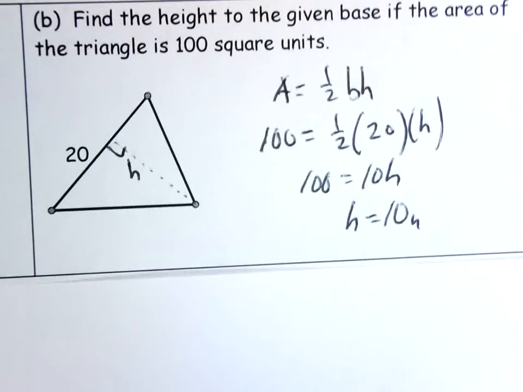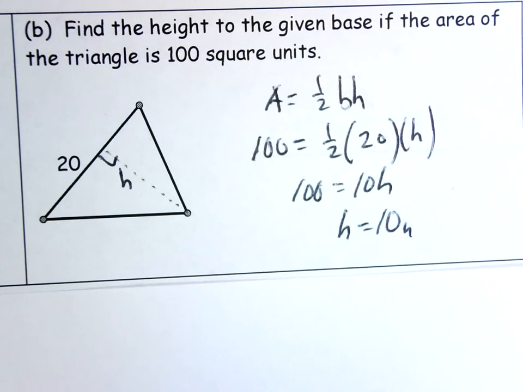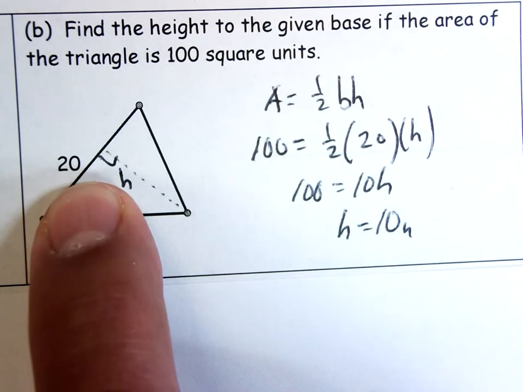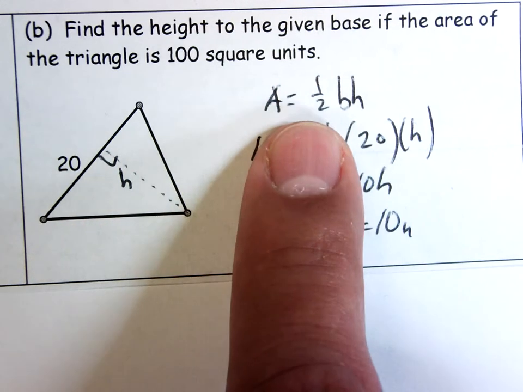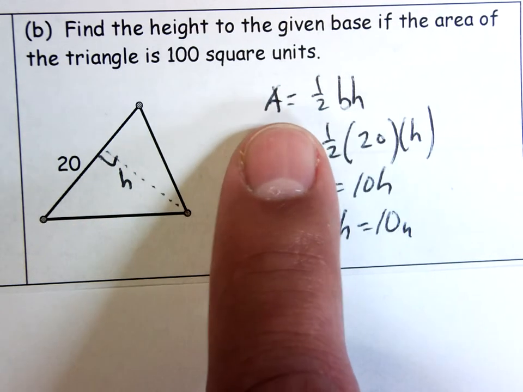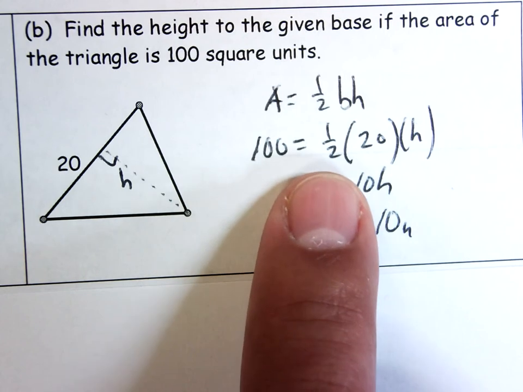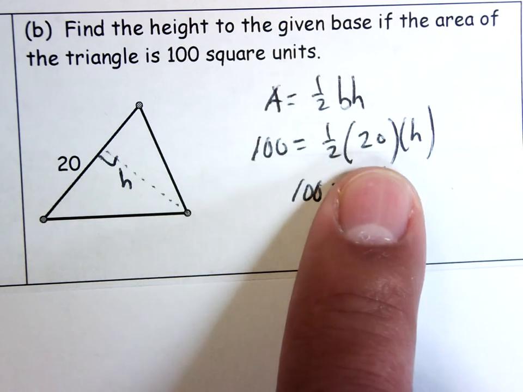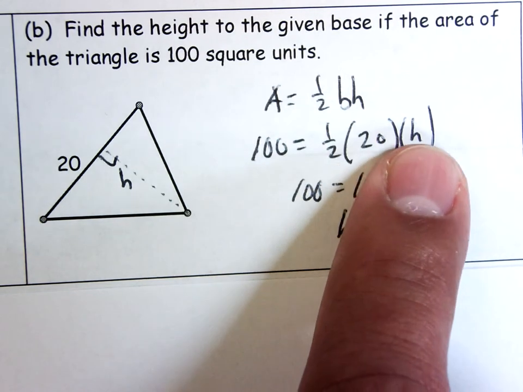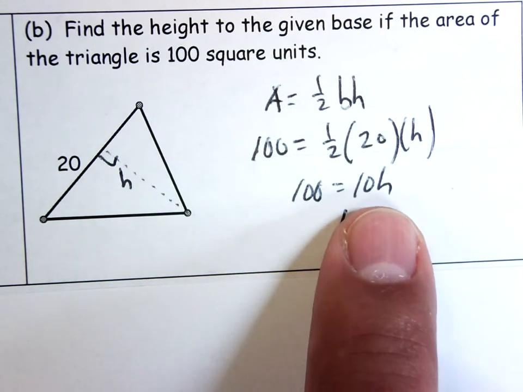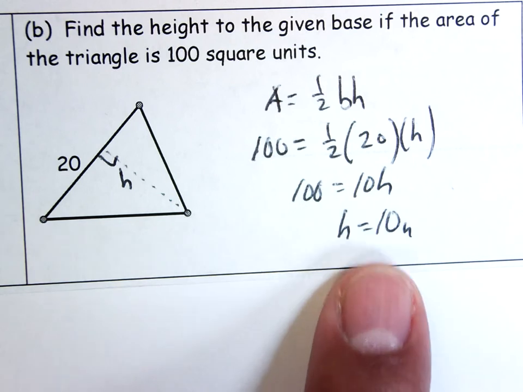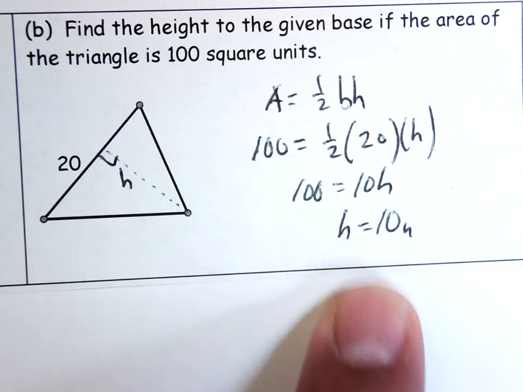Alright, this one, they already gave me the area, and they gave me the base is 20, so I just need the height, this missing piece. So I have area is equal to 1/2 base times height. Again, they told me the area was 100. There's my 1/2. I know my base is 20 from the picture, and I'm trying to find the height. 1/2 of 20 is just 10, so I have 100 equals 10h. Divide both sides by 10, and you get that h is equal to 10 units.